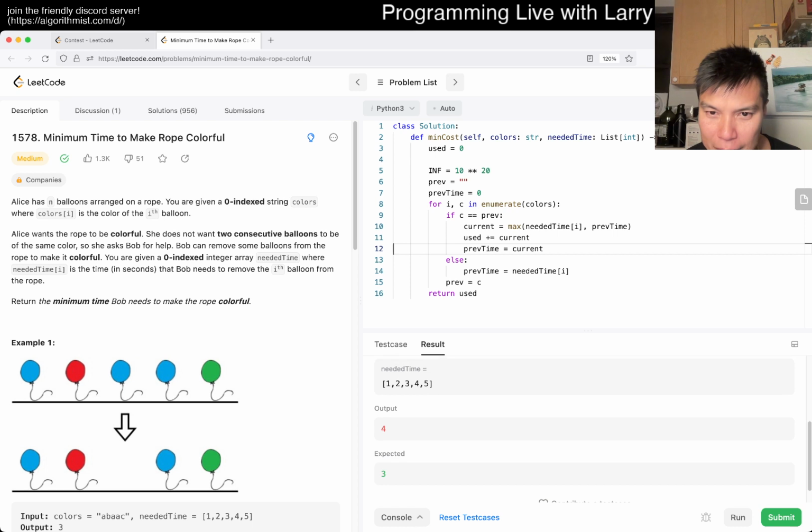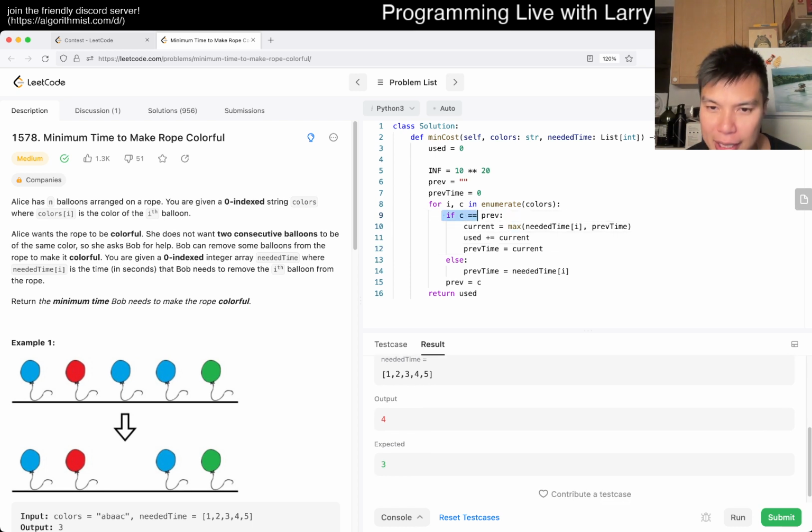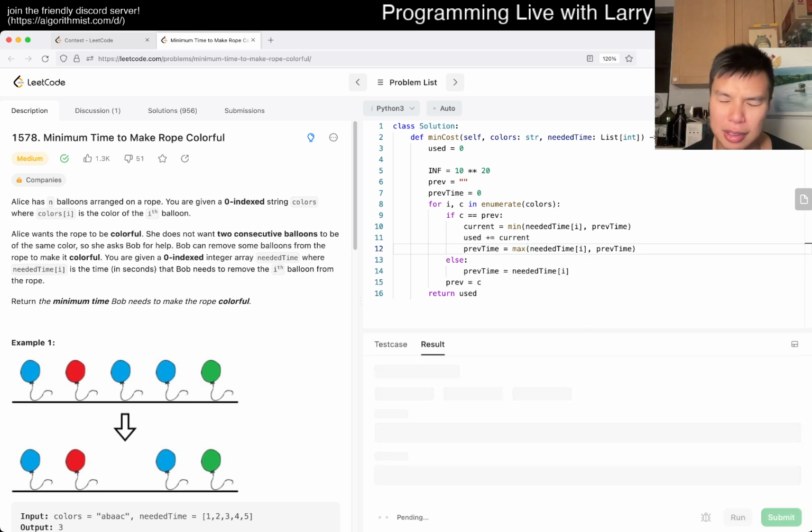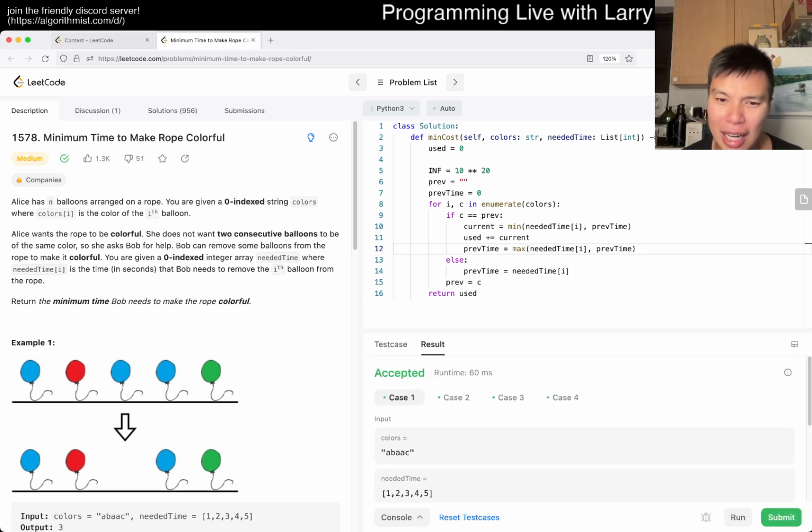Maybe I have it off by 1, hang on. Because if these are the same, then we have to remove one of them anyway. Oh, we add this one. Wait, which one do we keep? We keep the smaller one, sorry, that's why. And then prev time is max of, because that's the time that we don't use. Okay, there we go.